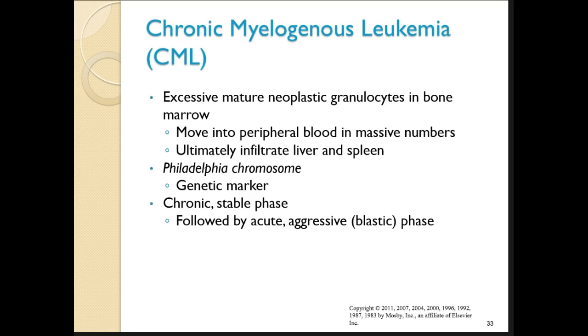Chronic myelogenous leukemia is caused by an excessive development of mature neoplastic granulocytes in the bone marrow. The excess neoplastic granulocytes move into the peripheral blood in massive numbers and ultimately infiltrate the liver and spleen. The natural history of CML is a chronic stable phase followed by the development of a more acute, aggressive phase referred to as the blastic phase.